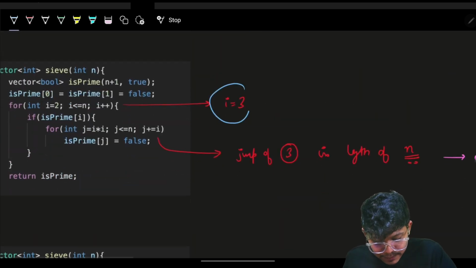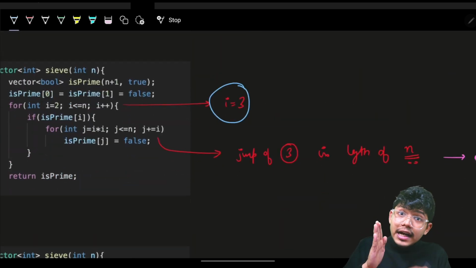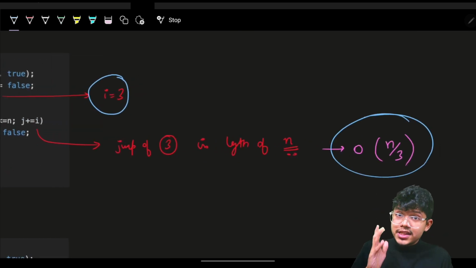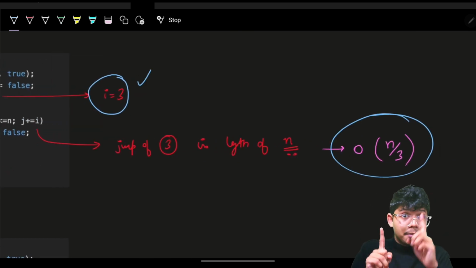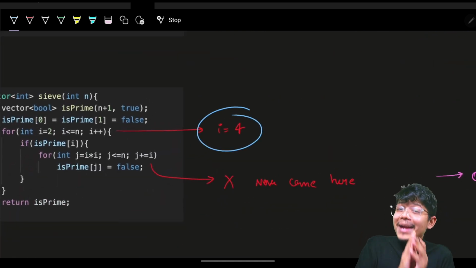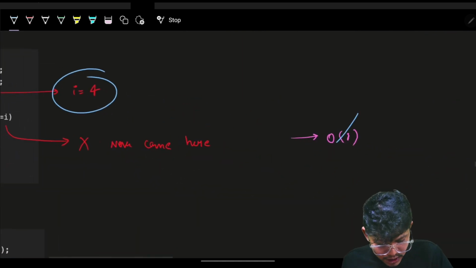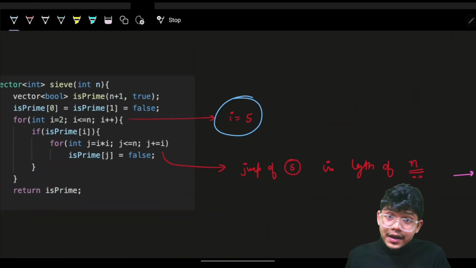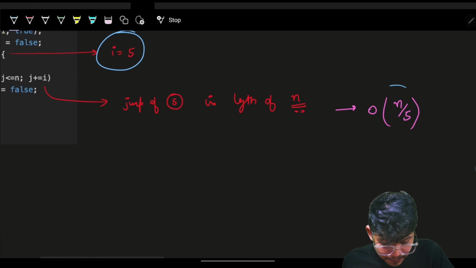When the next time I increases, let's say I is 3, it will do an n by 3 jump in the worst case. Again, it is for this specific I. Next time when I equal to 4, it is for sure not a prime number, so it will never jump. So nothing, no n, nothing. If I equal to 5, it will do an n by 5 jump.